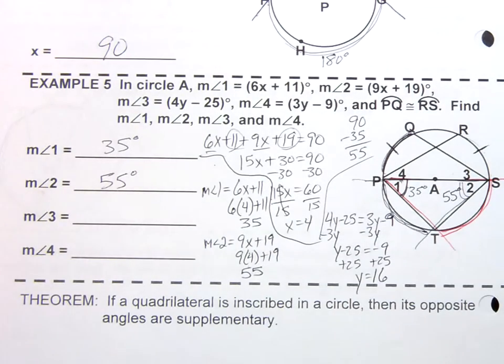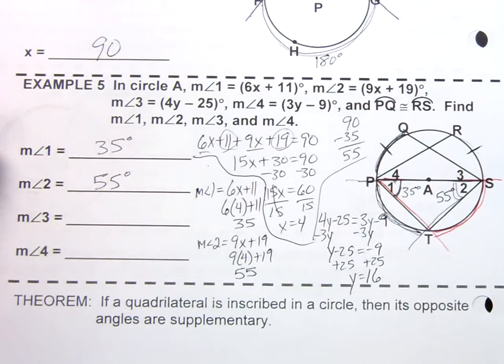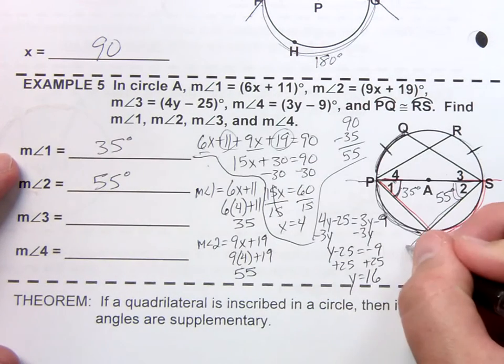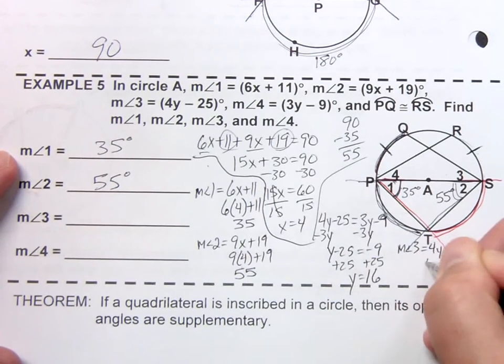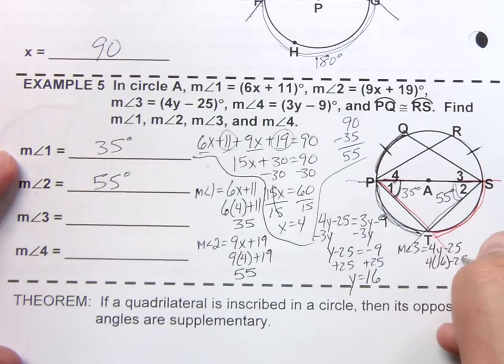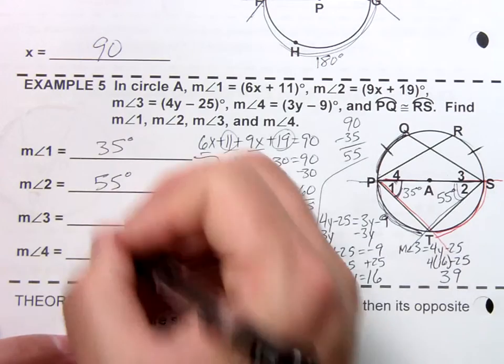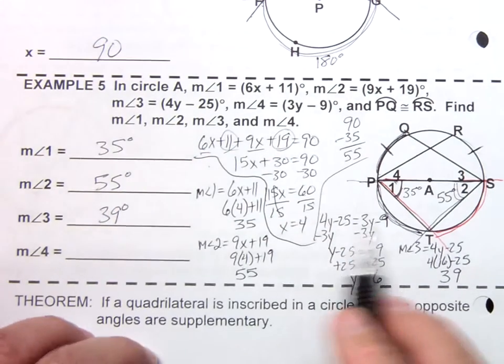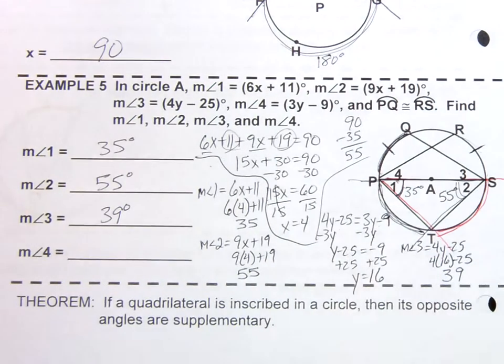Now again, just like earlier, my goal was not just to solve for the variable. The variable is going to help me solve for the measures of angle 3 and 4. So I need to substitute that back in. Angle 3 is 4y minus 25. Since I know y is 16, I'm plugging 16 in there, doing 4 times 16 minus 25, and that should give us 39. I set up this equation earlier knowing that angle 3 and 4 were congruent, so if angle 3 is 39, angle 4 should be 39 also.